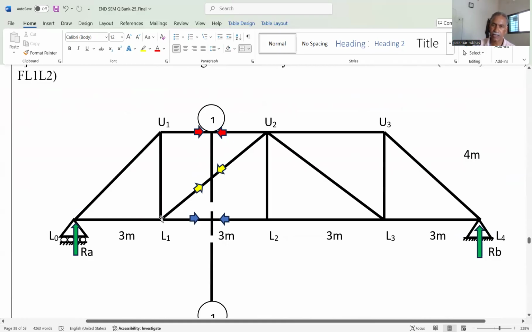When I have taken the moment at L1, what happened? The force in the member L1, U2, which we have already cut after taking section 1, passes from the same point, and L1, L2 also passes from the same point. And that's why the moment of these two forces, because we have considered the right portion in equilibrium, passing through L1, is 0. And the moment of U1, U2 is equal to this force multiplied by the perpendicular distance, that is 4 meter. And on this side only RB is there. So RB multiplied by 9.